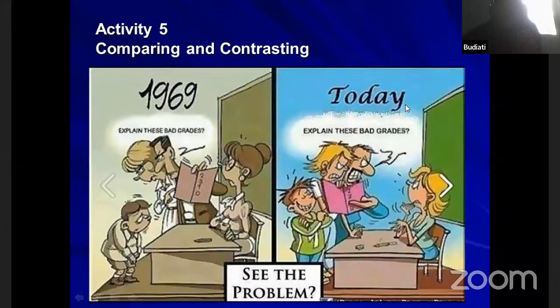For nowadays, we can see this is just kind of a meme that we can also find. This is kind of a phenomenon that happens in our society. There is a degradation of the moral value. Okay, please prepare about this one. You can see the compare and contrast that happened in 1969 and today.